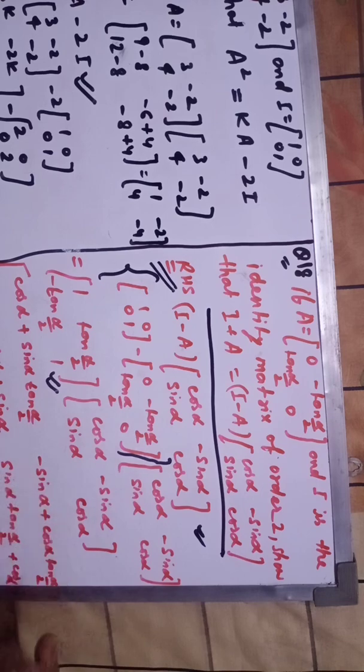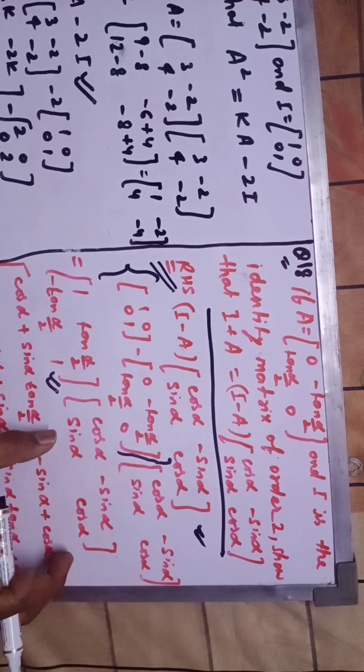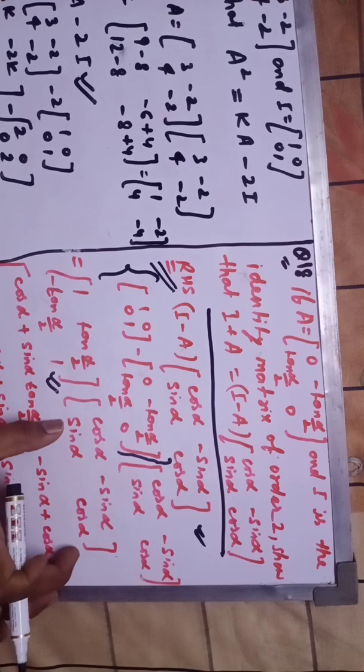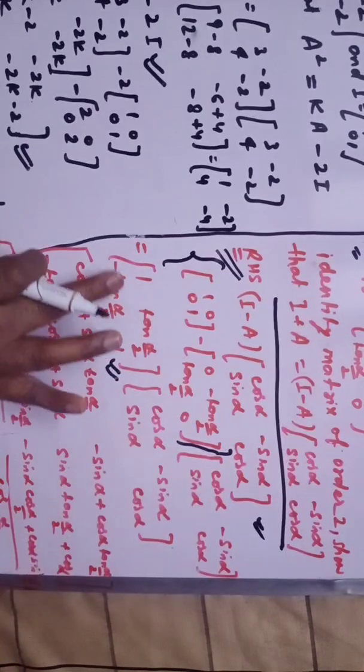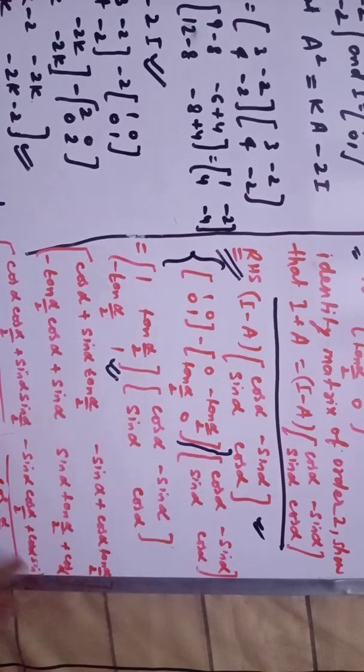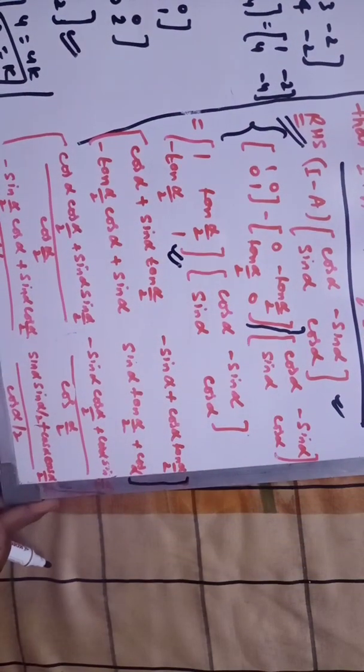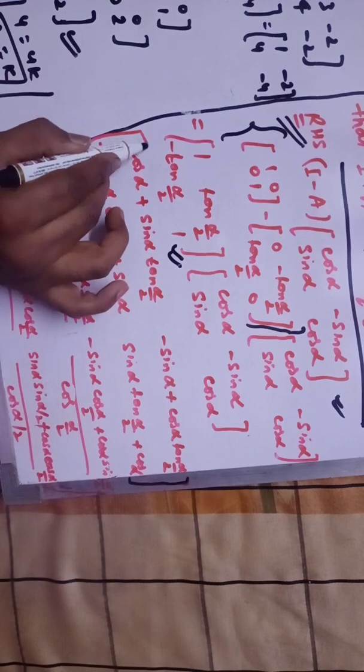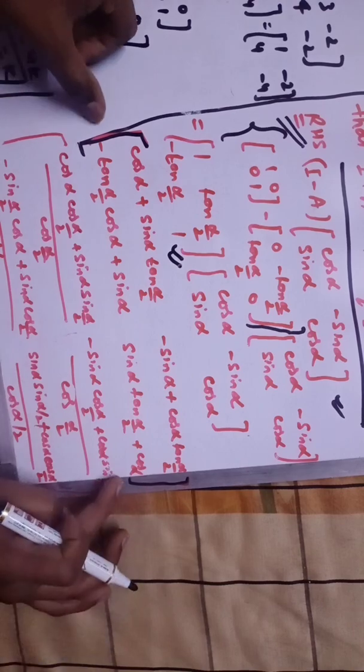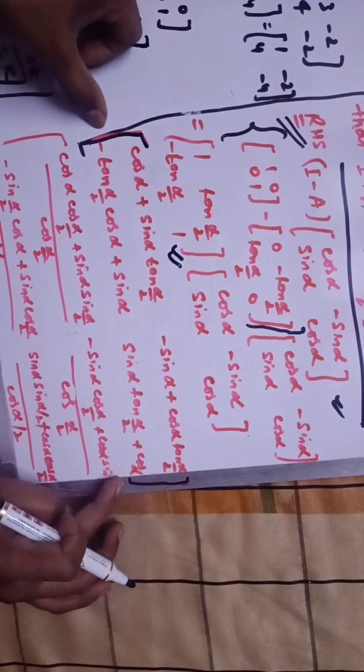Got it? Next, I'm copying this matrix here. And now bachche, you have to find the product. So after finding the product, you will get this whole equation, this matrix. You can check it out here. I know you can solve the product.